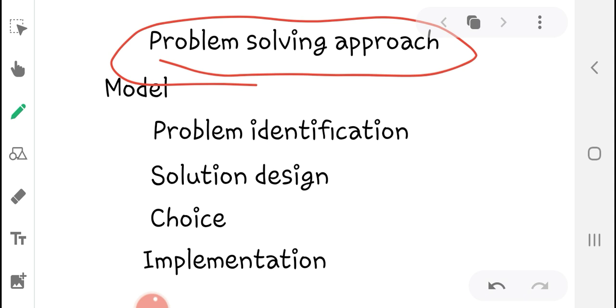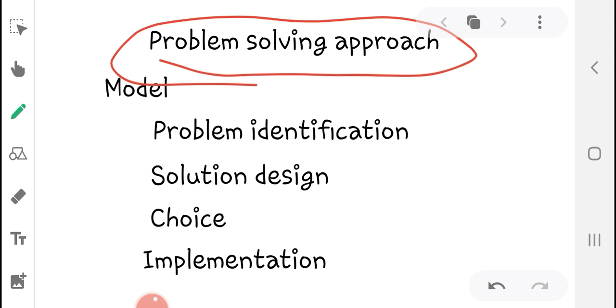We know that in our societies, in our businesses, in our organizations, we have a number of problems. So you need to find solutions to those problems. Information systems and information technologies can be taken as solutions to these various business challenges and business problems. In this lecture, I will refer to this as the problem-solving approach.